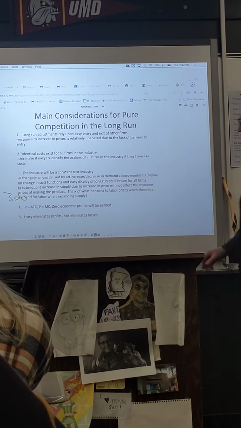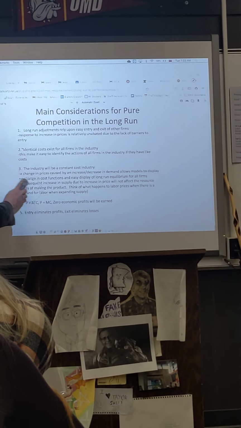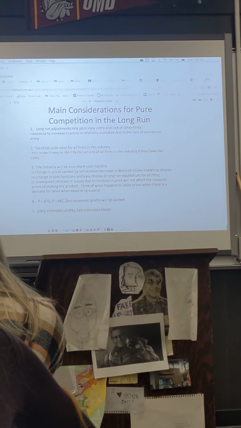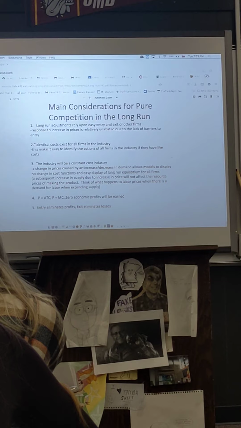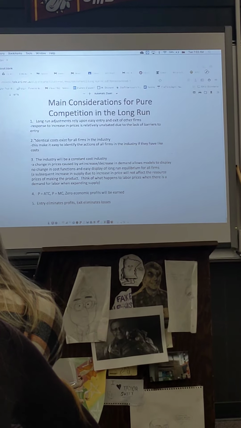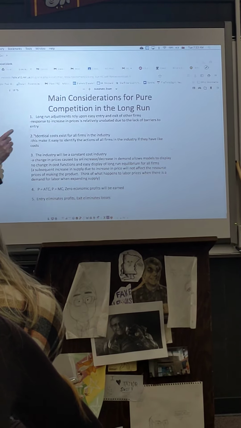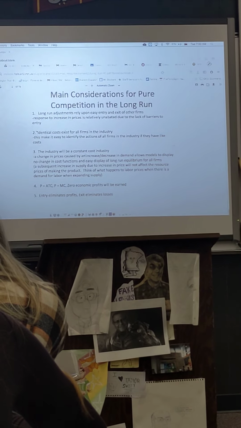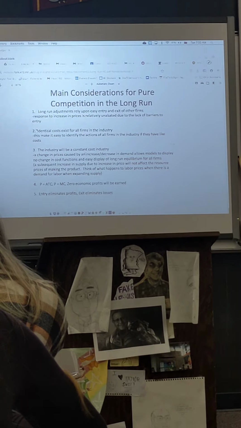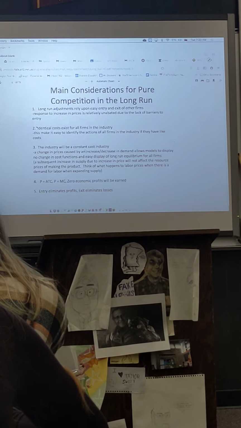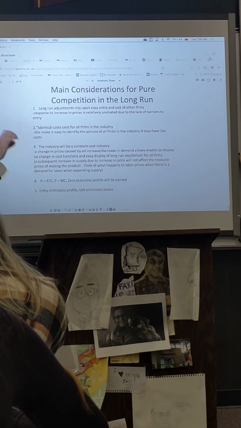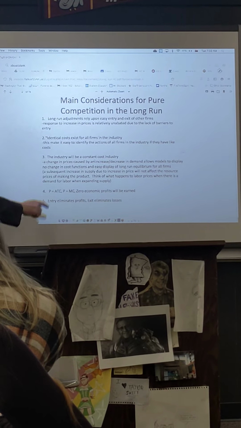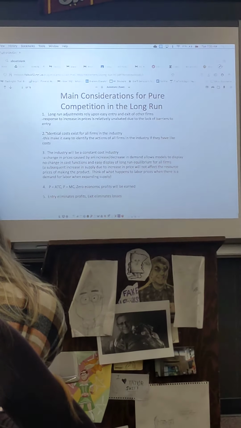I'm not going to read through all of this. I've already explained it to you. Long run depends upon entry and exit of other firms in the industry. We've already talked about that. Normally what you guys are going to see, especially on a CLEP test, is just a constant cost industry. If you see that term, don't get alarmed. It's just going to say if constant costs exist in the industry. And I'll show you what that means. I'm going to show you that here in a second.